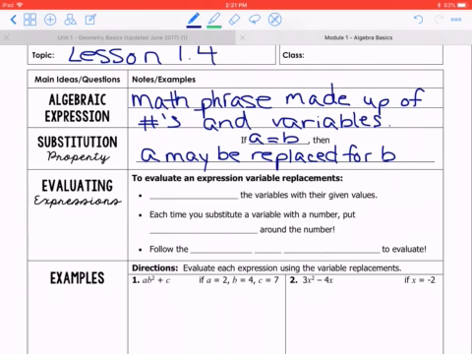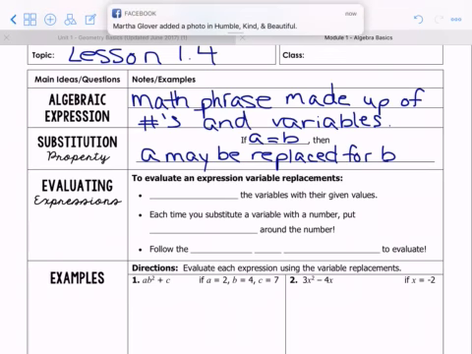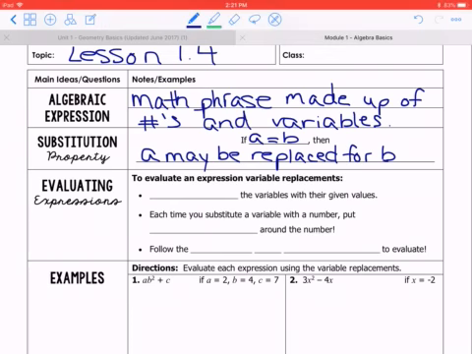So first off, I have a little definition up here for you. An algebraic expression is a math phrase made up of numbers and variables. So it's kind of like a math sentence. In English class, you write sentences. We're going to do the same thing in math, but now it's going to have numbers and variables. Remember, a variable is a letter, usually like A, X, Y. Those are pretty common, okay?